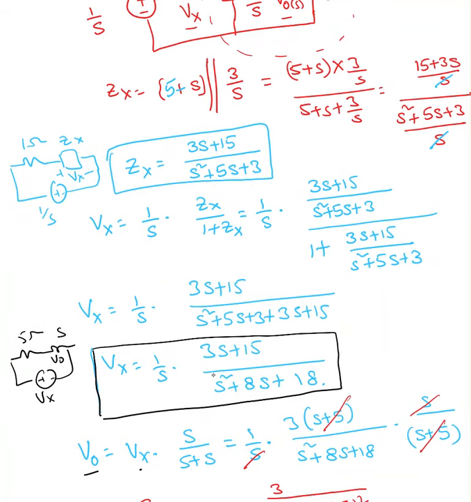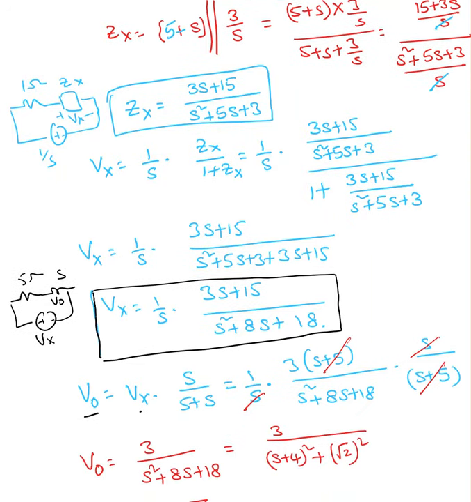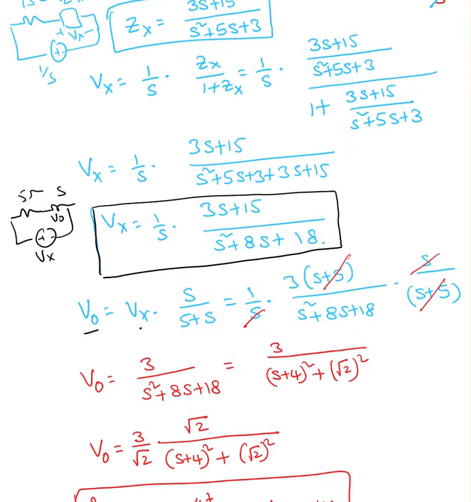So Vx is nothing but, I'm going to substitute this 1 over s. If I pull out the 3, it's going to be s plus 5 over s square plus 8s plus 18 times s over s plus 5. Now s plus 5 and s plus 5 get cancelled and s and s get cancelled. I end up with V0 equal to 3 over s square plus 8s plus 18.